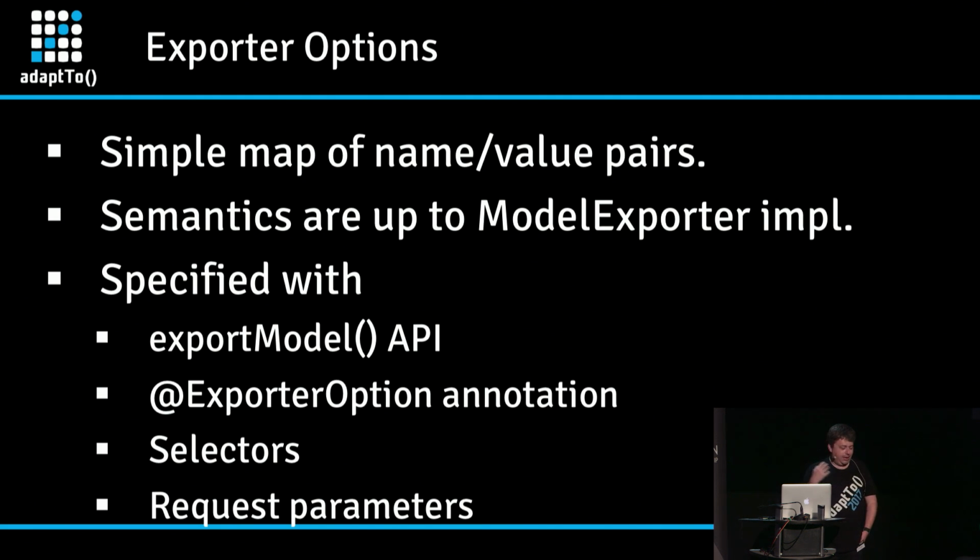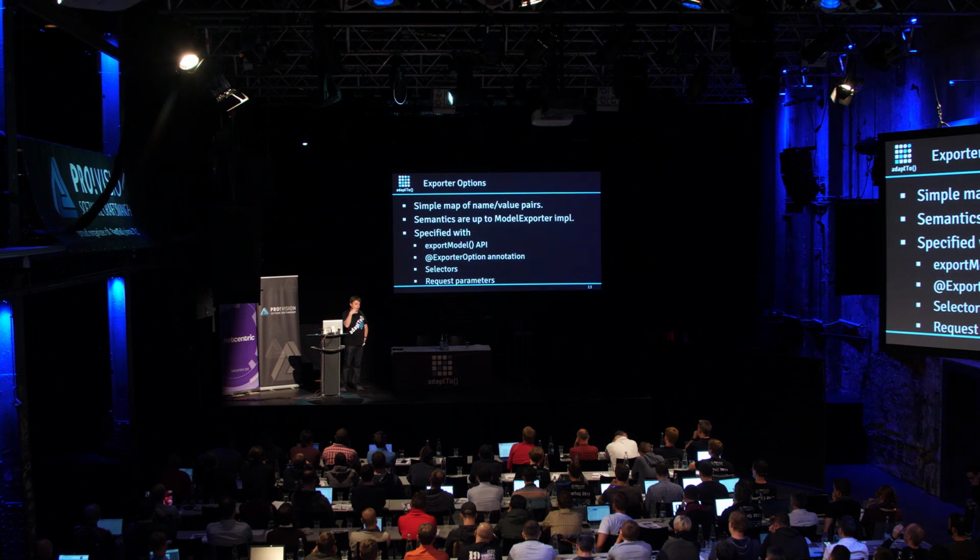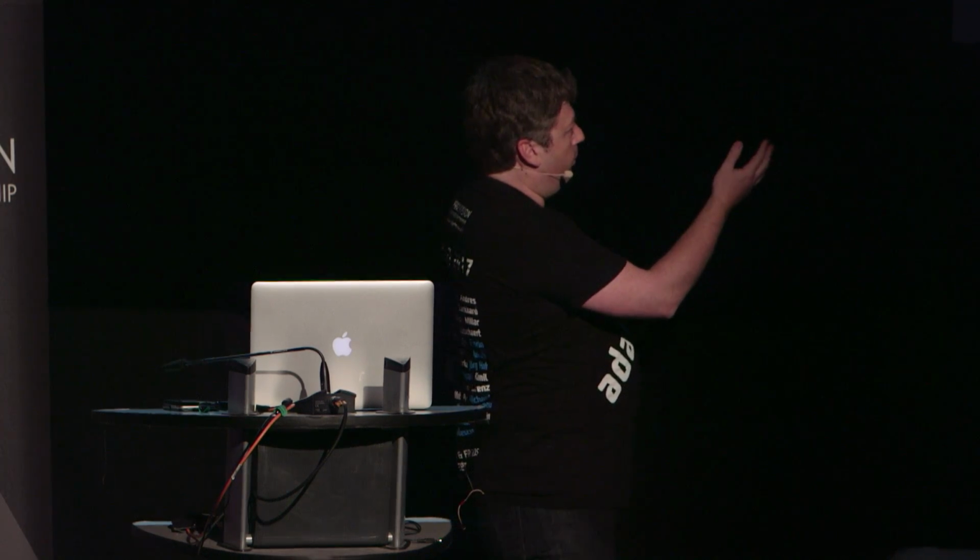And so I came up with this idea of just a map of options, so a simple map of name-value pairs. And the exporter framework doesn't attach any semantics to that. It's really all up to the implementation, the model exporter, the thing that's actually doing that serialization or string conversion, whether or not, for example, it wants to support tidy. All the framework does is define these 4 different ways that you can pass options in.